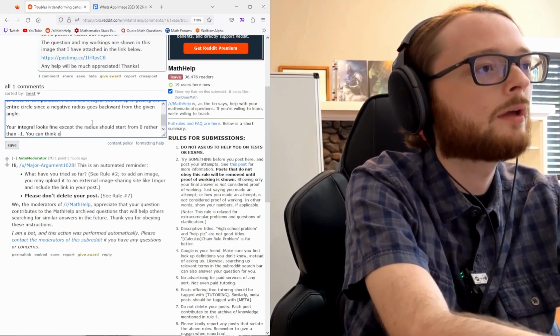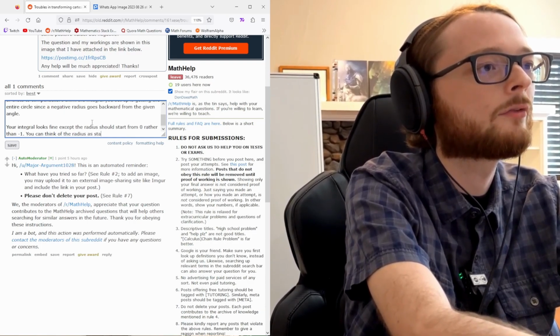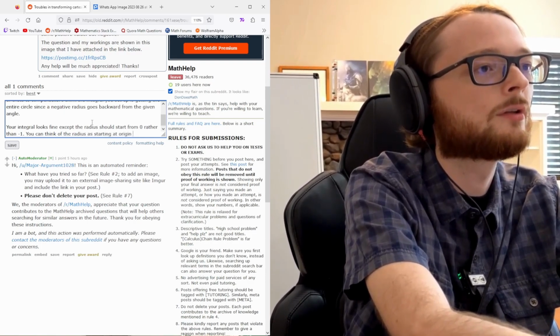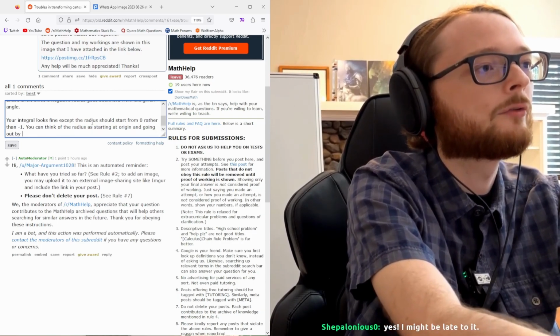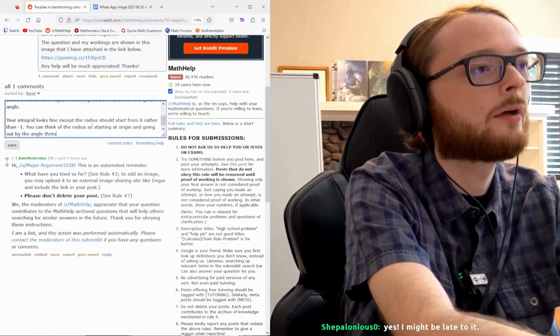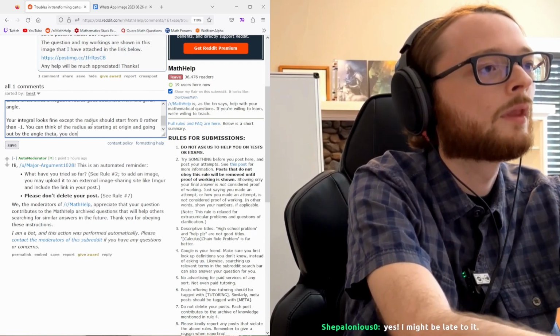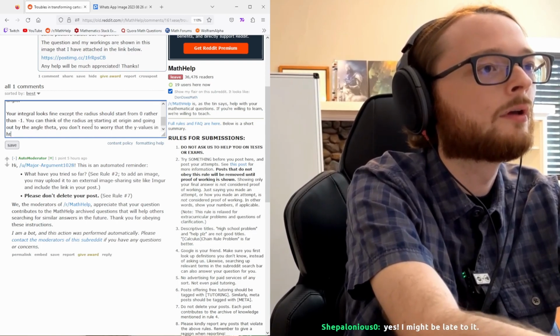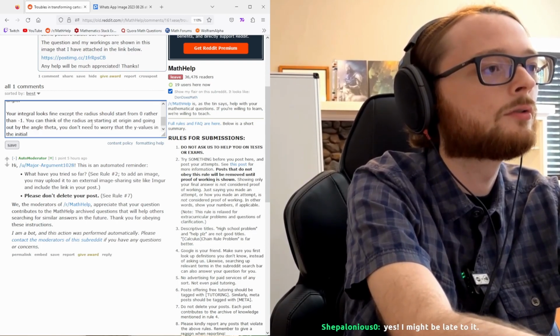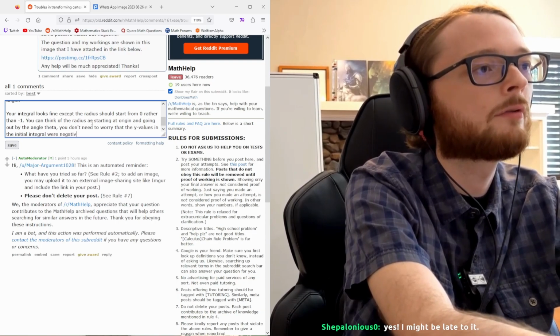You can think of the radius as starting at the origin and going out by the angle theta. You don't need to worry that the y values in the initial integral were negative.